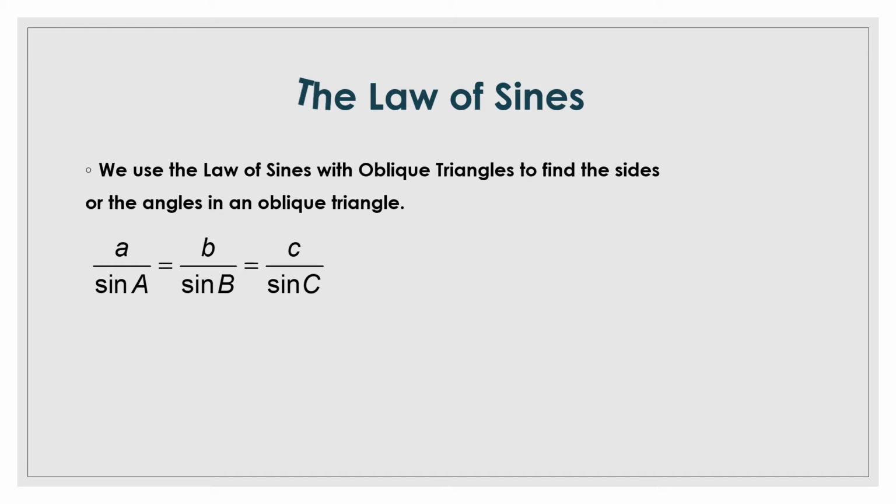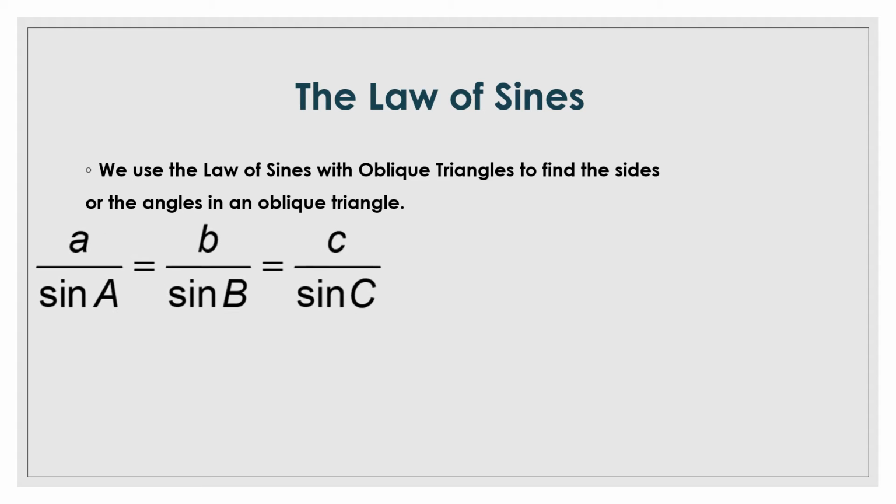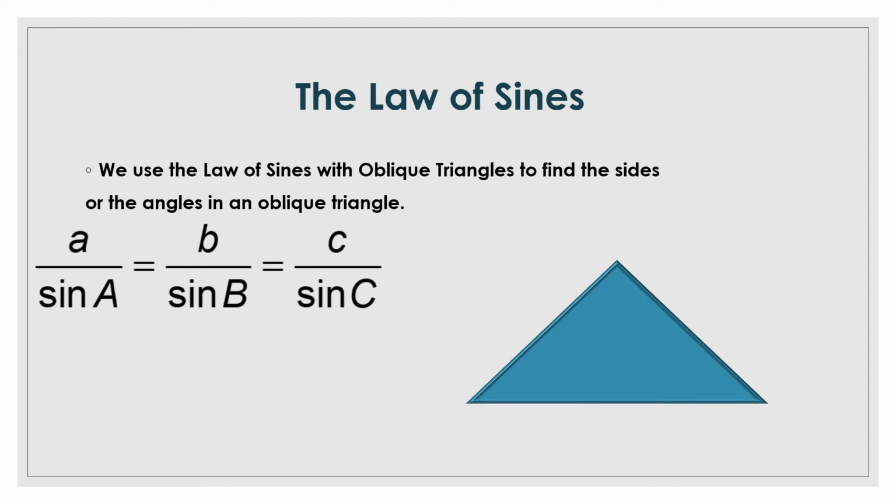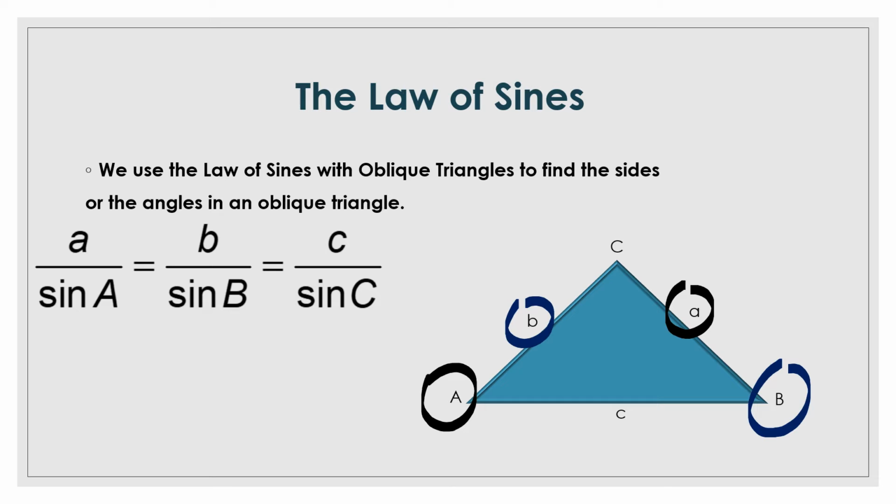Now this is the law of sines. We use the law of sines with oblique triangles to find the sides and the angles. And let's take a look over here. If I have angle A, this small side facing it, we call it small a. If I have angle B, this small b here is the side facing it. And if I have angle C, this small c here is the side facing it.